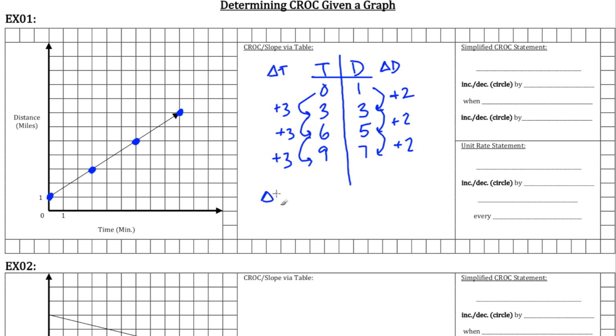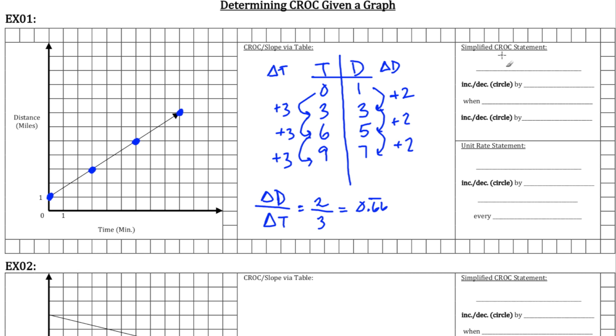So change in distance over change in time. Let me try a little better than that. Change in distance over change in time. That's better than what I had before, I think. There we go. And we have a positive over a positive, which is a positive 2 over 3, which is 0.66 repeating. Oh, we don't have to circle that one.